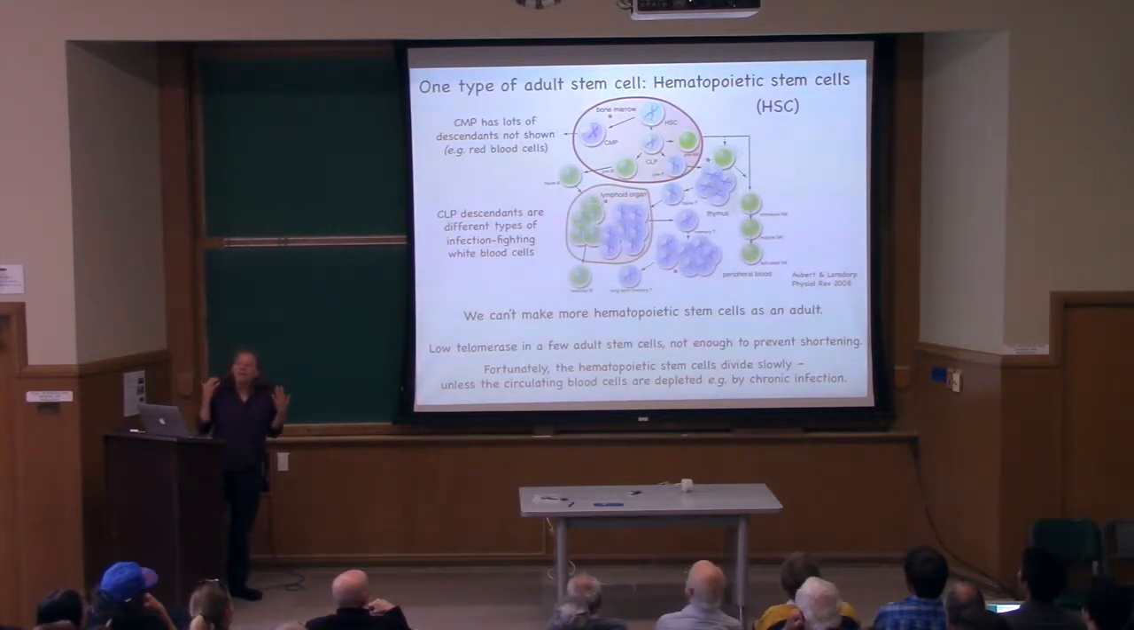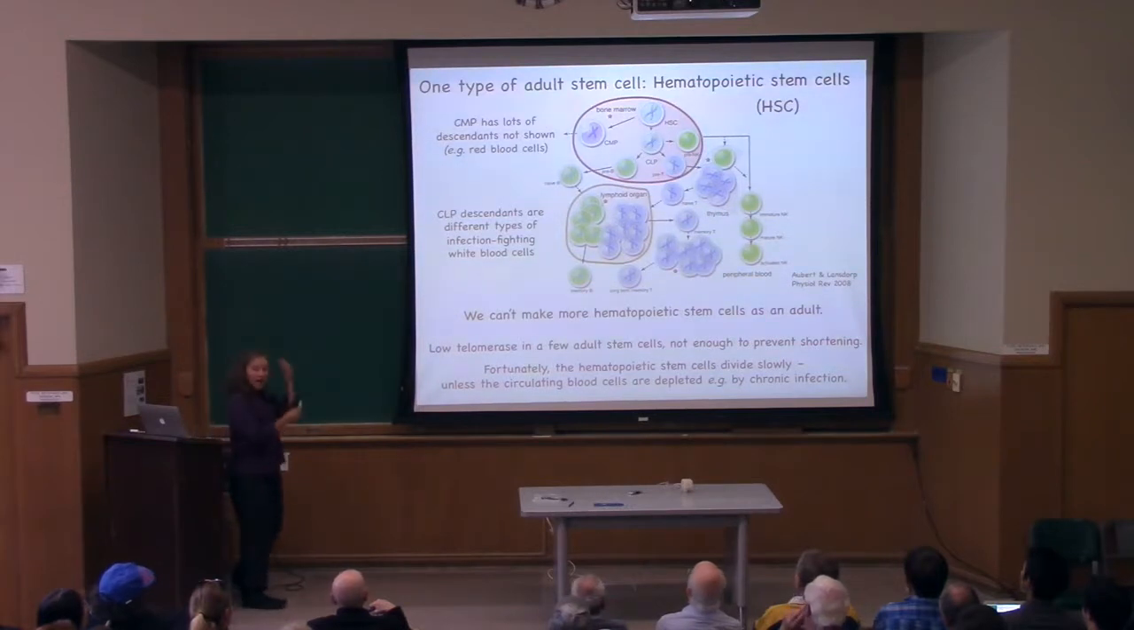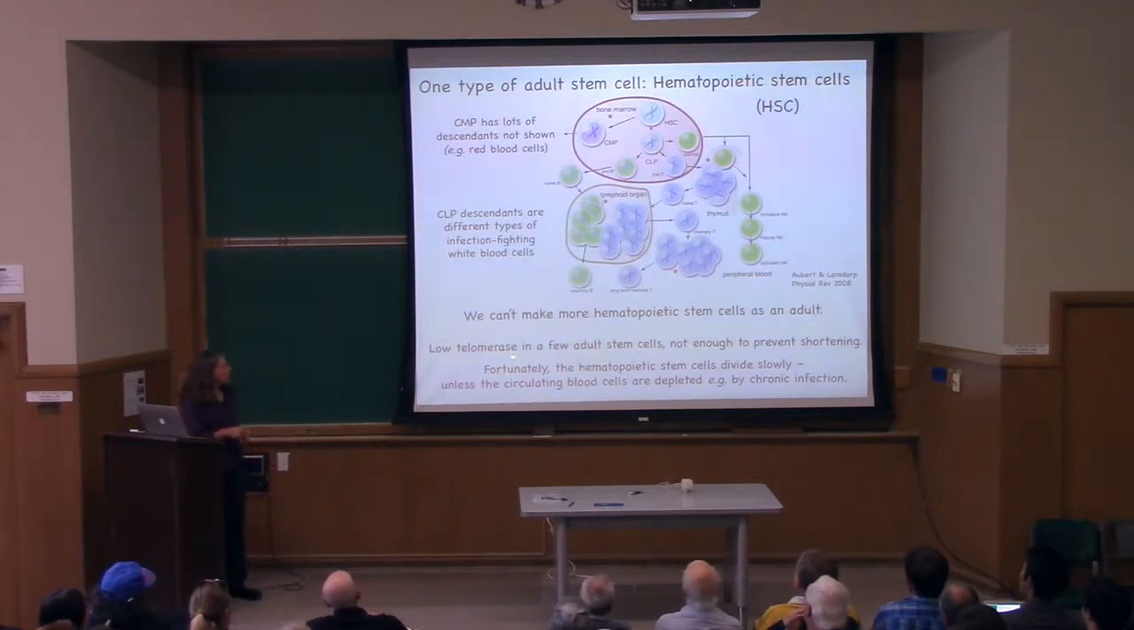So you can imagine that, in fact, you might have a few of these cells, and then maybe you use up your long-term memory T cells, right? But you can't come over here to this stem cell and ask for T cells. Can't do it. We can't make more hematopoietic stem cells, and we can't turn this back. So low telomerase activity is present in a few adult stem cells, but in fact, none of them can prevent telomere shortening. Now, fortunately, the hematopoietic system stem cells divide very slowly because this one only has to divide twice.